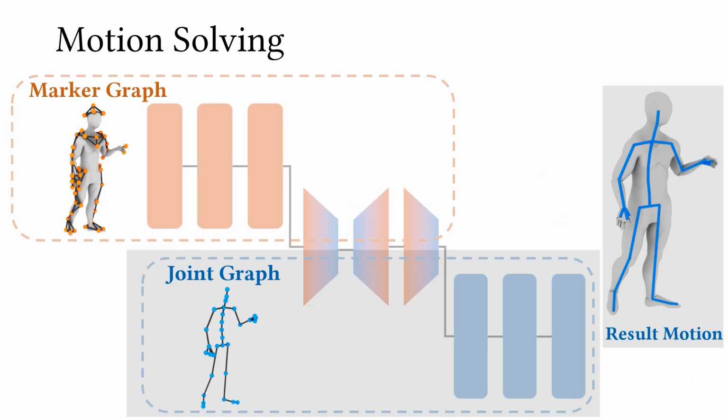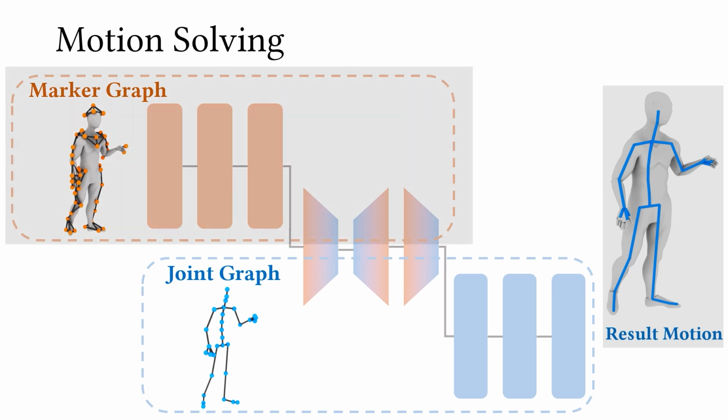Next, we solve for motions. We construct a heterogeneous graph consisting of a marker graph and a joint graph. We first perform convolutions on the marker graph to extract the local features of the markers, then perform convolutions between the marker graph and joint graph to transform marker features to joint features, and finally transform them to result motion.